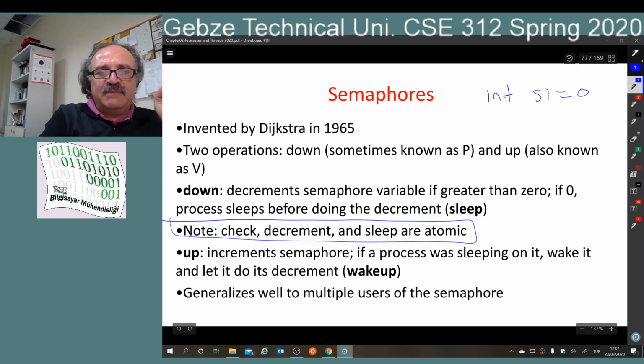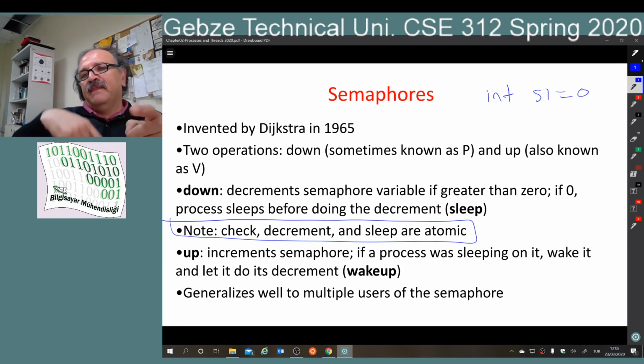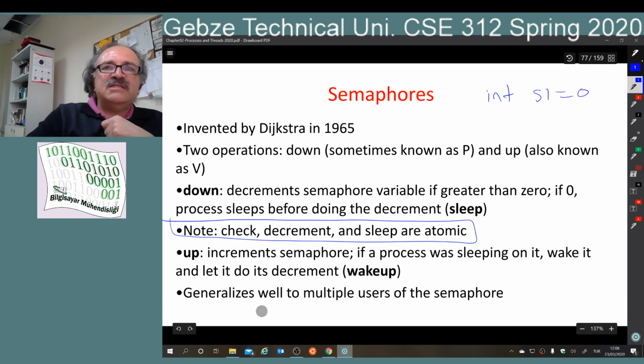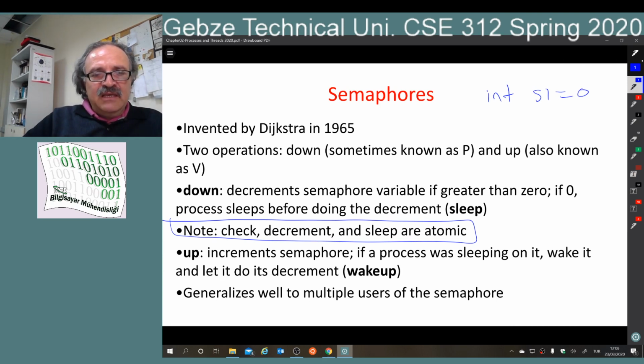Okay, up is something similar. Increment the semaphore. Okay, it just increments the semaphore. If a process was sleeping on it, wake it and let it do its decrement. It says that I am incrementing this one. Let's say S1. I am incrementing it. If anybody is waiting on it, if anybody is sleeping on it, I will wake them up. Okay, so this idea of semaphores is very nice. They generalize well to multiple users, multiple processors, etc. And since 1965, it is used a lot by the operating systems, thread libraries, process libraries, etc.